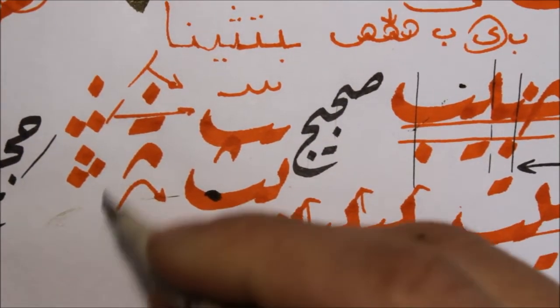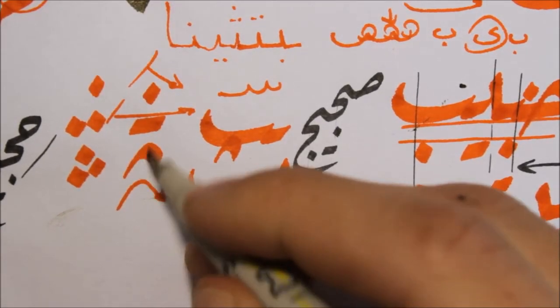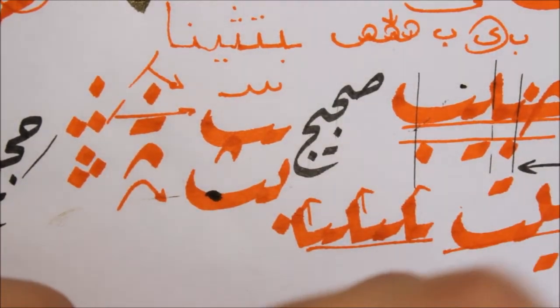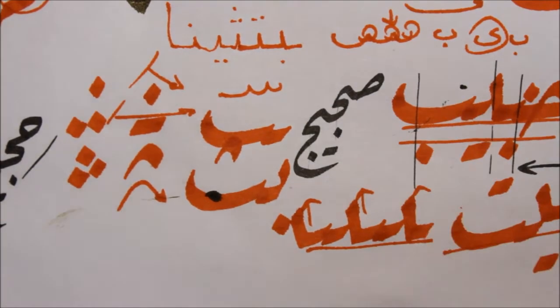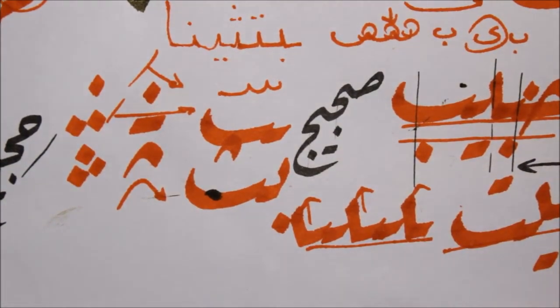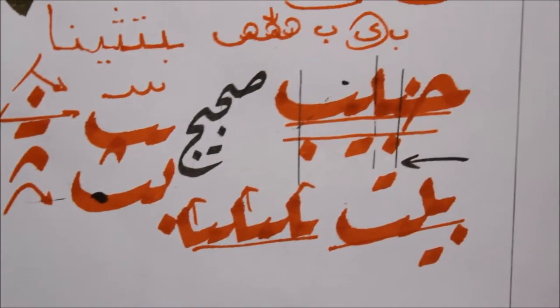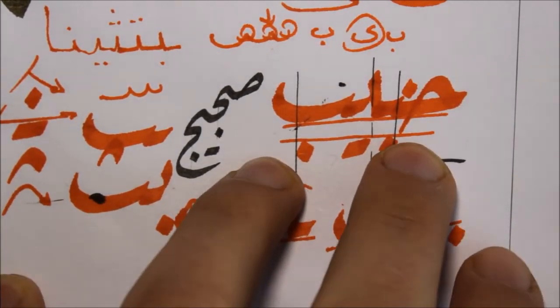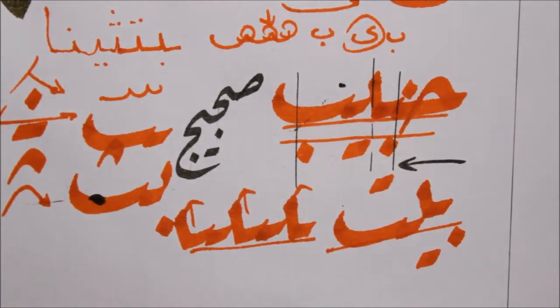So these are the dots that we need to put in. You have to distinguish, because these dots are used in Ruqa'a and in other scripts, but you don't use them in Nasakh, for example. Habib is a nice example and a practice for you to do.